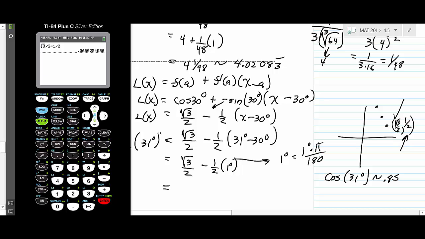Now you could have done that at the beginning of the problem if you wanted to. So let's just do square root of 3 over 2 minus 1/2, and then 1 degree is pi over 180. Now let's do it on the calculator and see if we're pretty close to 0.85. Okay, that's what I thought. You're okay to get the linear approximation formula in degrees, but you do have to go to radians to get a sensible answer, because you want a real number.